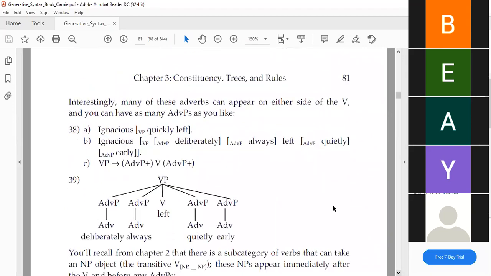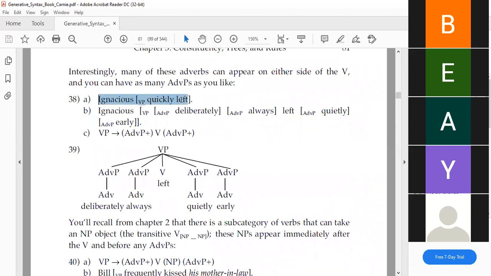Also, sorry, we can say Ignatius quickly left. Ignatius quickly left. What does this mean? This means that the adverb here is before the verb, and it modifies the verb. So according to the principle of modification, the adp is attached within the VP. So the VP here is quickly left. So we can say Ignatius left quickly, Ignatius quickly left. This means that we can have the adverb before or after the verb.